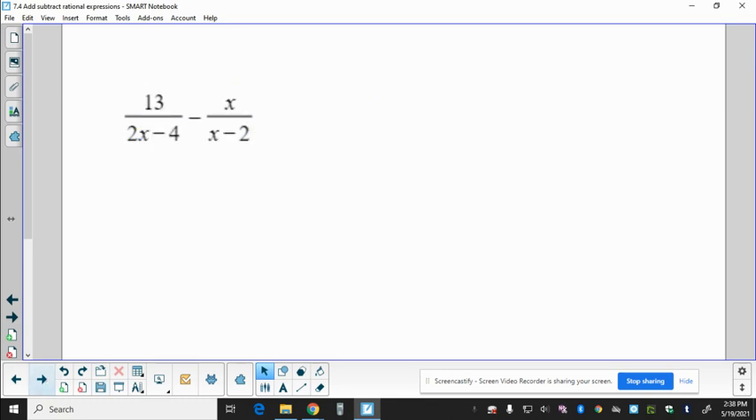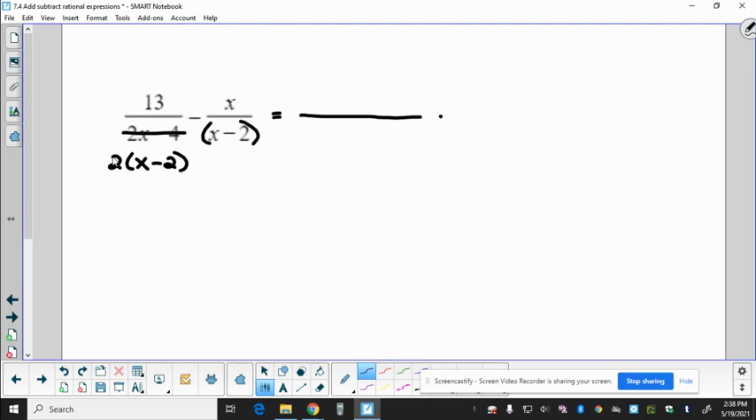Starting to get the idea. All right, we can do some factoring, right? So I see a common multiple there. Alrighty. So now I'm going to look at these. I'm going to think we're going to have a 2 and an x minus 2. I'm going to rewrite my numerators, but I know they're going to end up changing. So I've got a 13 and an x.